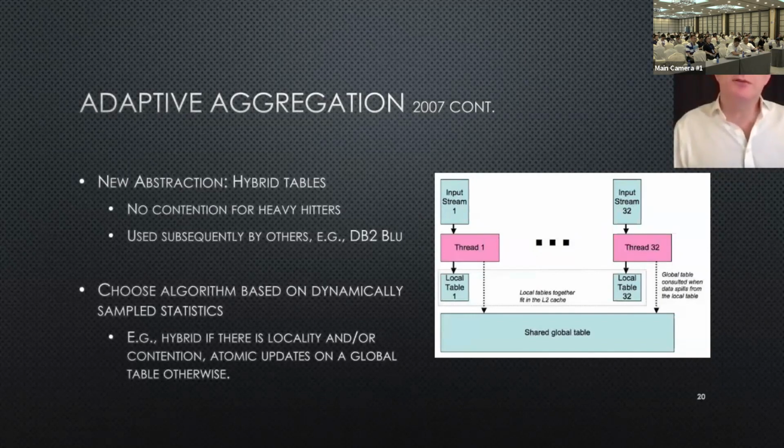This isn't a universal solution. It's not always best to use a hybrid table, but you can choose an algorithm based on dynamically sampling the statistics and using a hybrid table like this. If there is locality in the data references, in the G values, or contention. And if you don't see either of those, then perhaps just go for the global table because then you won't have the contention problem anyway.